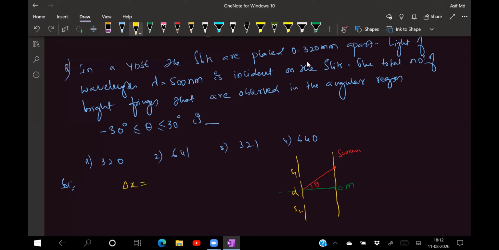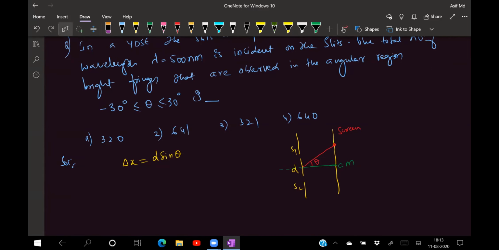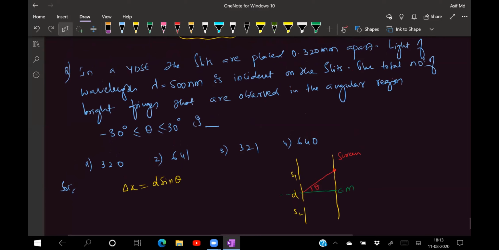Delta x is equal to d sin theta. You can't approximate sin theta as tan theta here because the angle range is given as 30 degrees. It is not a very small angle, so we can't use delta x equals d tan theta. It is directly delta x equals d sin theta.